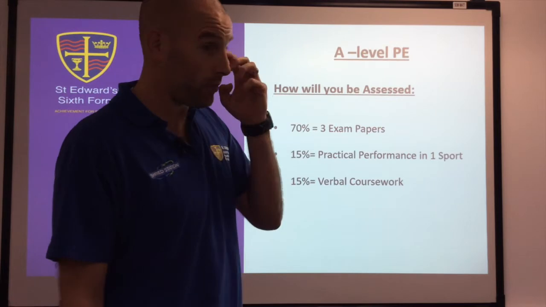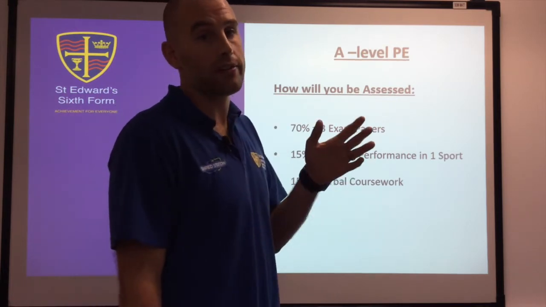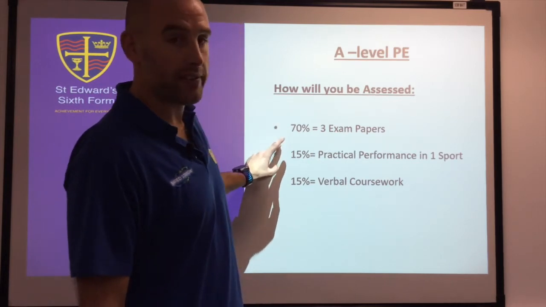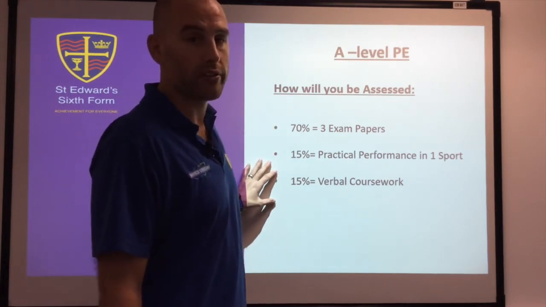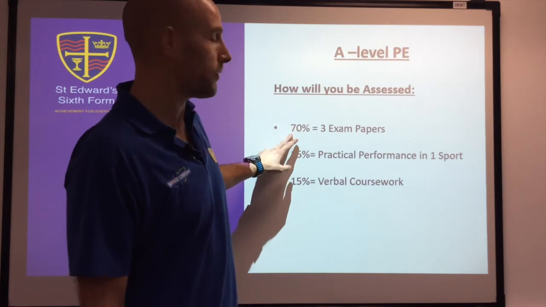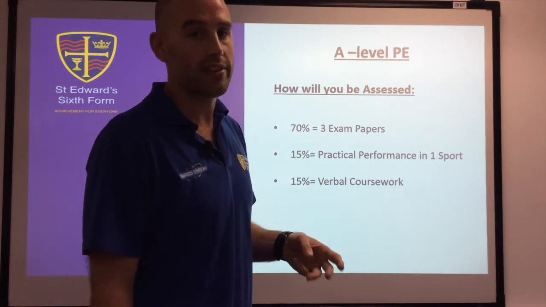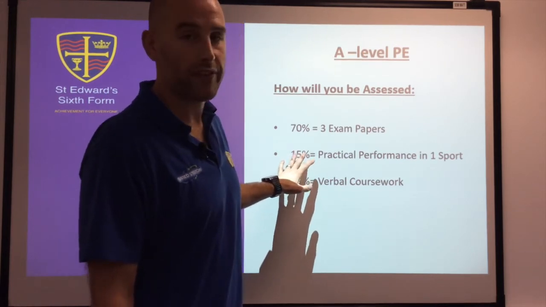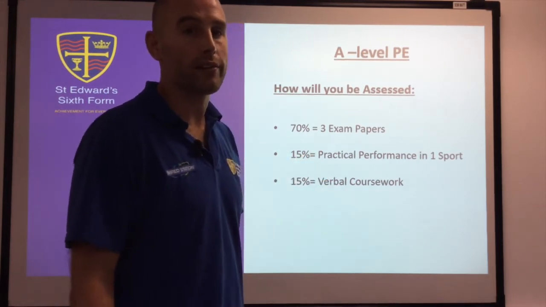Now with regards to A-level PE, it's assessed over 2 years, but the final assessments are all done at the end of year 13. It's split up into 3 assessment processes. The biggest percentage, 70%, is done within 3 theory papers at the end of year 13. We also have 15%, which is assessed via a practical performance.